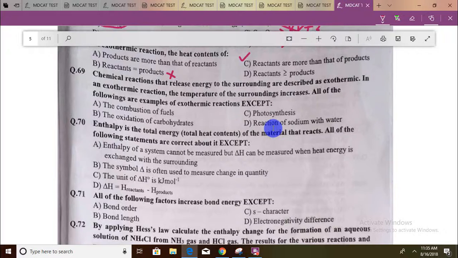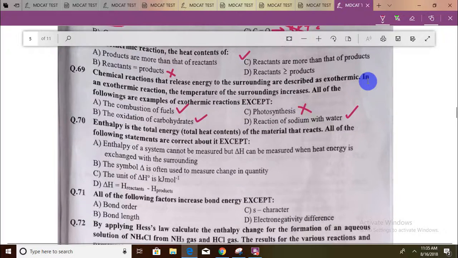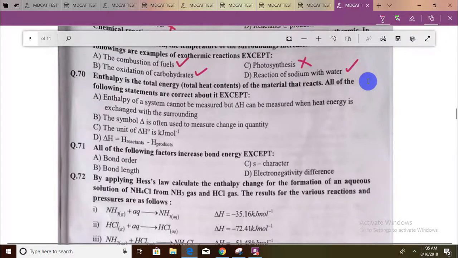In an exothermic reaction, the temperature of the surrounding increases, understandably so. And all of the following are examples of exothermic reactions except combustion of fuels, reaction of sodium with water. Now photosynthesis is endothermic.